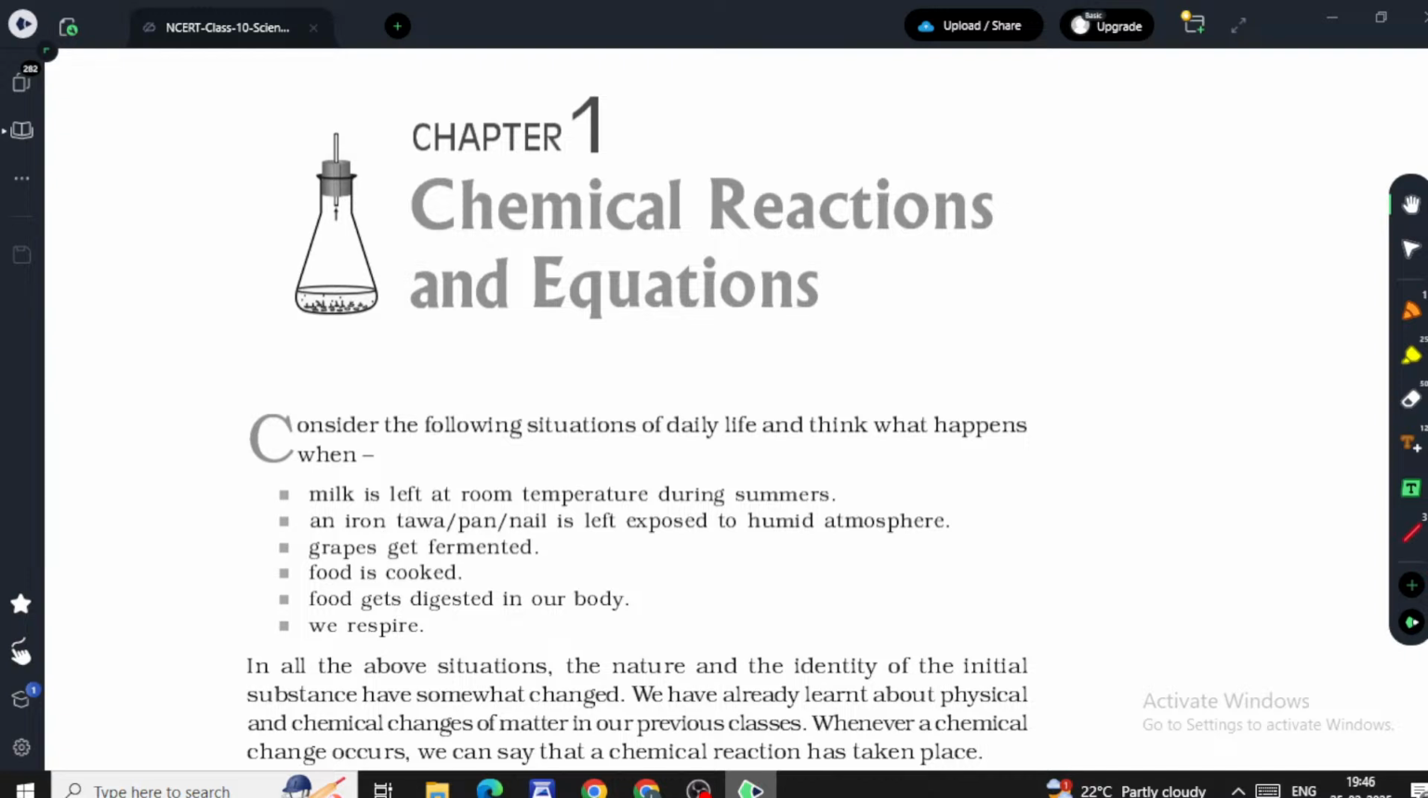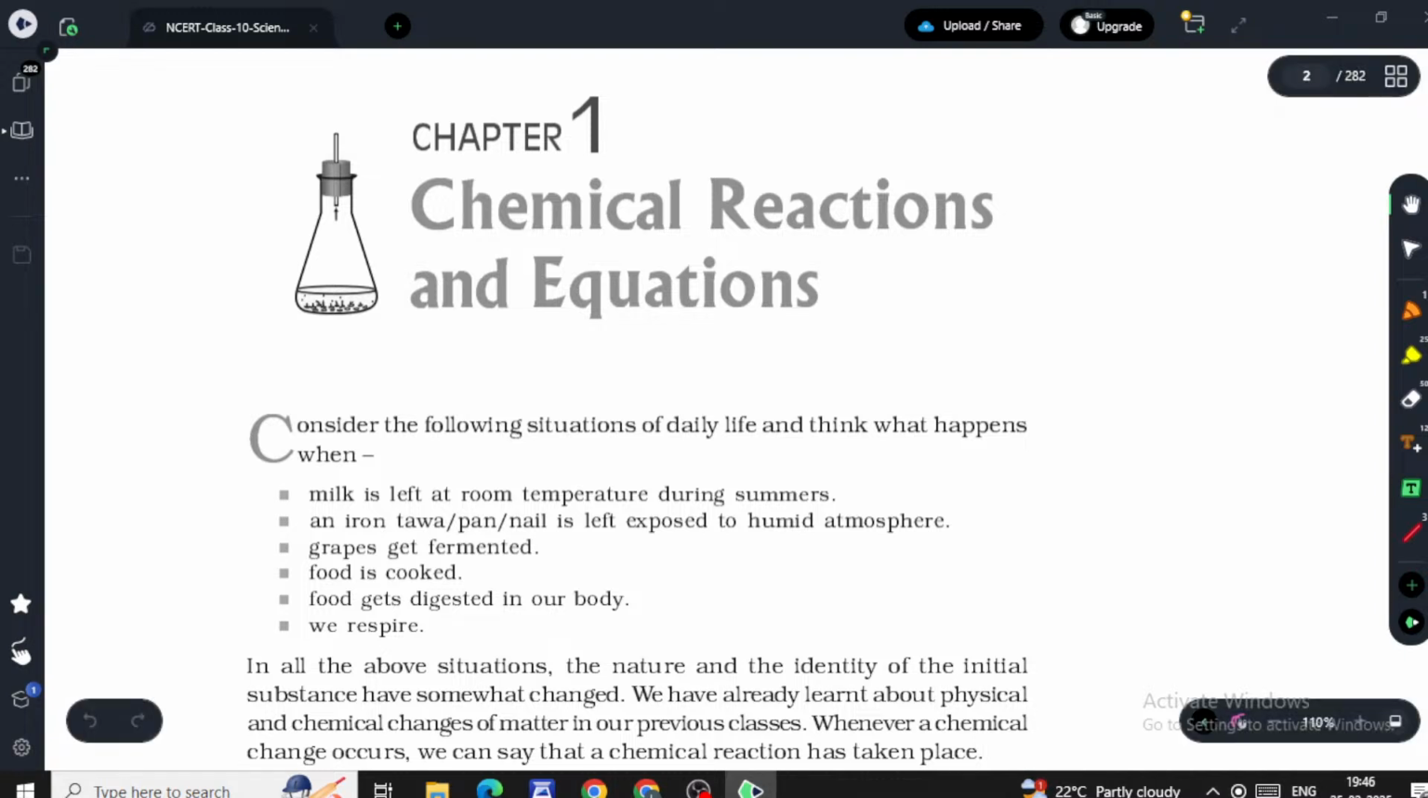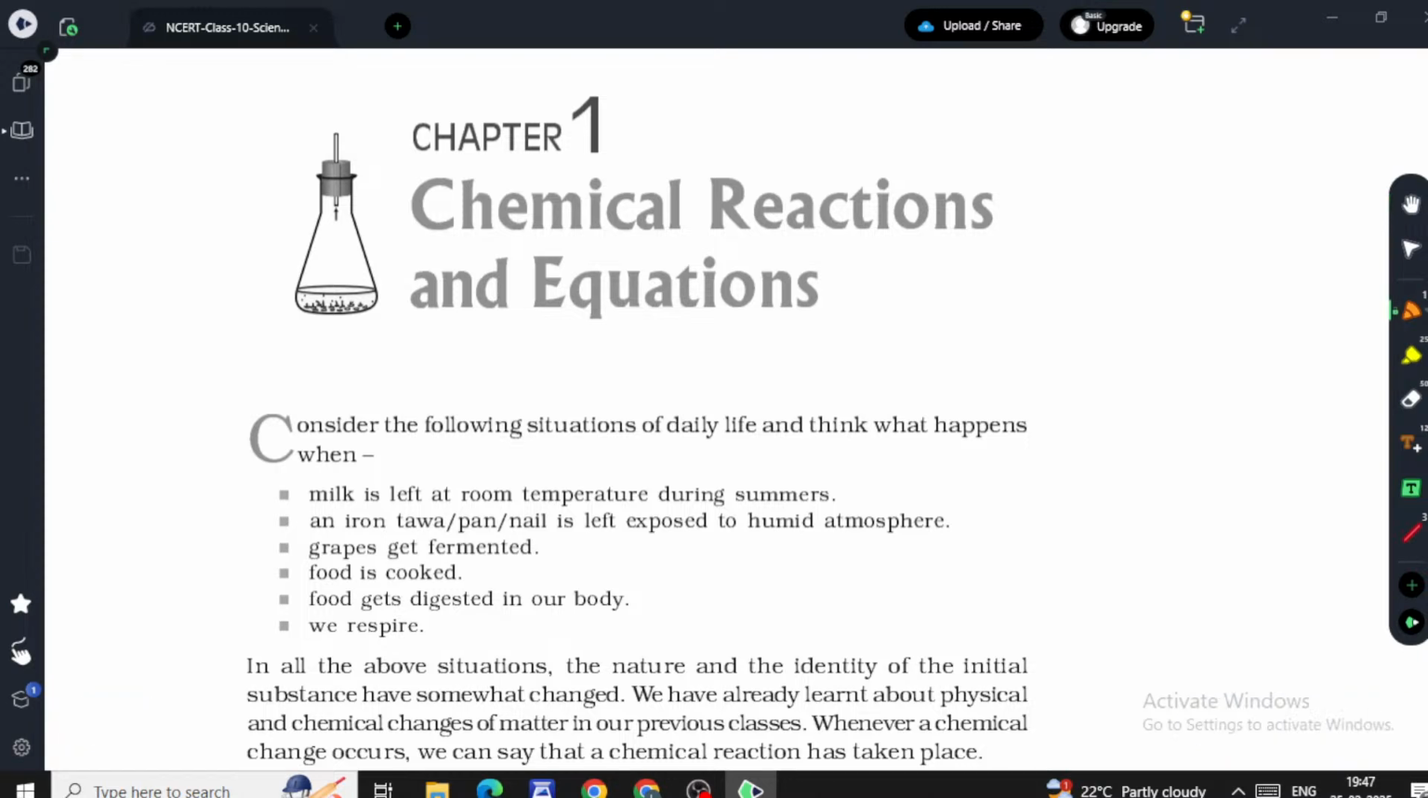Now let's start the chapter. Okay. Here I am thoroughly discussing all the details of the chapter, and the meaning of this chapter. Okay, let's start. So, the name of the chapter is chemical reaction and equation.